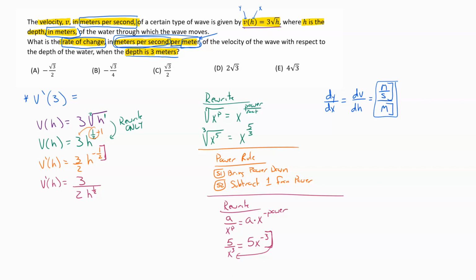Now I'm ready to go ahead and start plugging in my value. So again, we're trying to find v prime of 3. So v prime of 3 would equal 3 over 2, and then here we have 3 now to the 1/2 power. Well, you'd kind of stop and look and see if your answer matches any of the answers up above, and it doesn't right now.